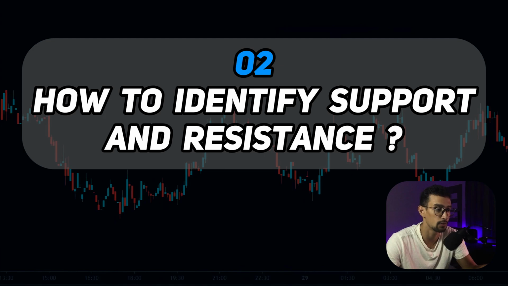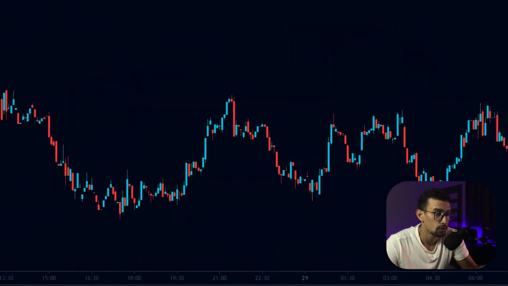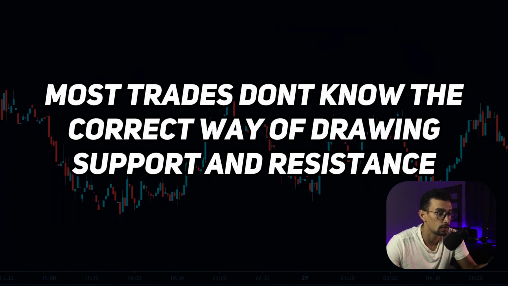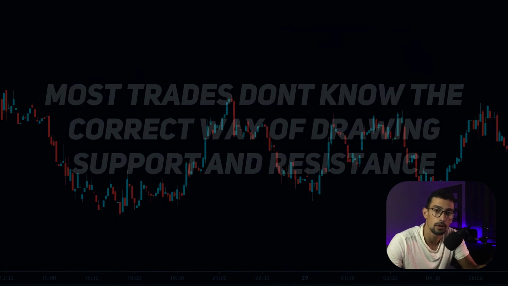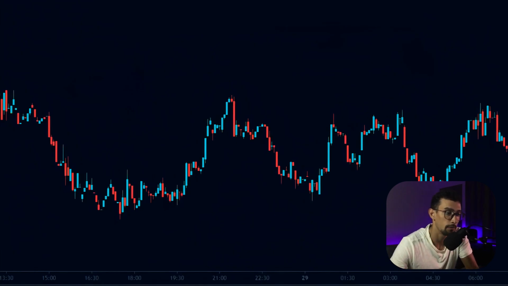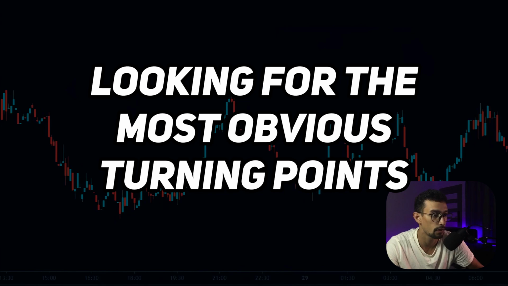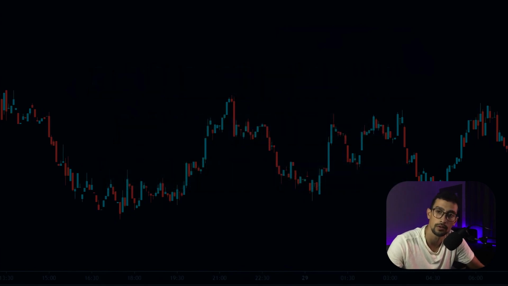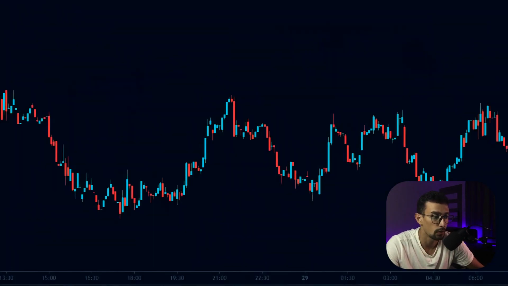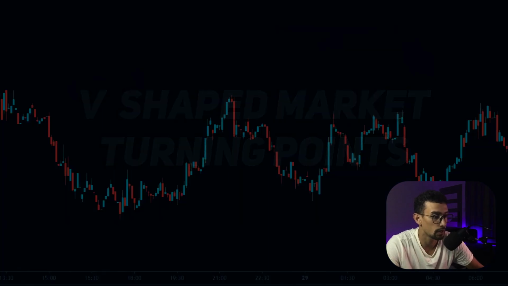How do you identify support and resistance levels? You would be surprised to know that most traders don't know the correct way of drawing support and resistance levels. The best way of identifying support and resistance levels is by looking for the most obvious turning points. That means we are looking for V-shaped market turning points.